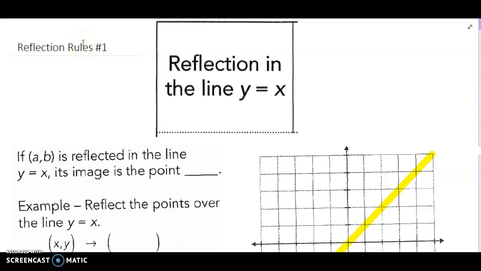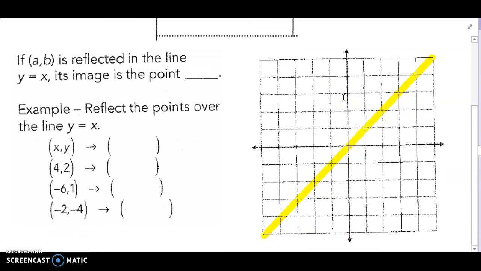All right, so first we're going to look under the rule that's the reflection in the y equals x. So it's kind of the bottom left when you have your foldable open. Now the line y equals x looks like right here that's highlighted. You may actually want to go ahead and draw that on your sheet because that is kind of important, you know what you're reflecting over. So if the point (a, b) is reflected in the line y equals x, the image is the point (b, a).